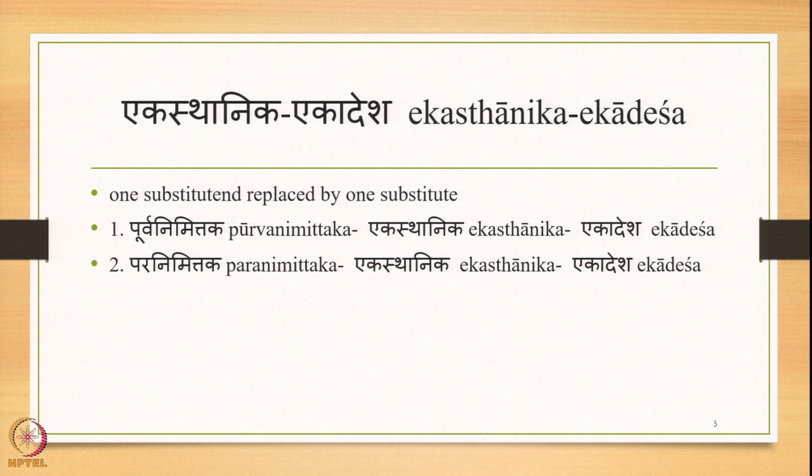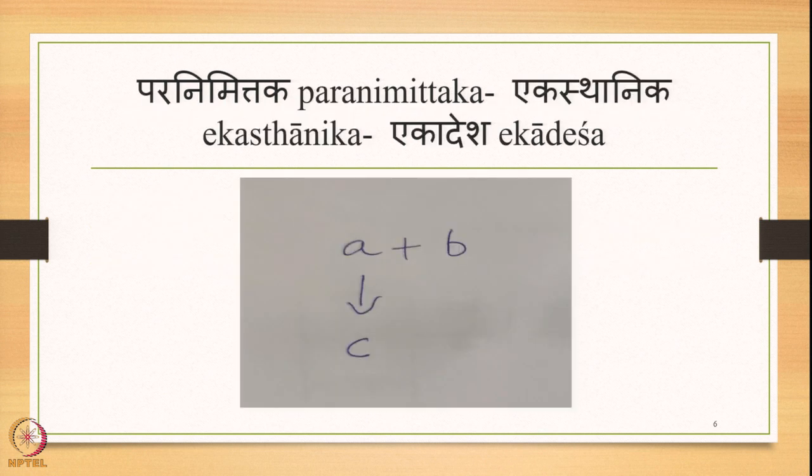paranimittaka-ekasthānika-ekādeśa and also the paranimittaka-ekasthānika-ekādeśa can be explained using the diagram in the following manner. We have A plus B in the samhita mode, where A comes immediately before B and B comes immediately after A. B is para. And in the environment of B now, A is substituted by C.